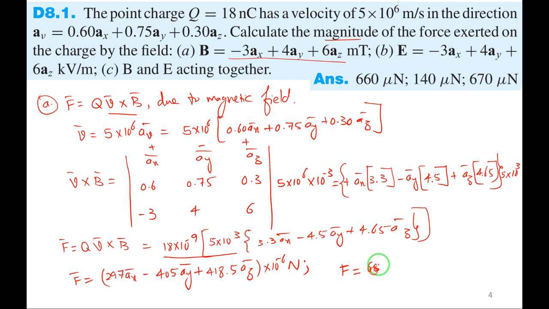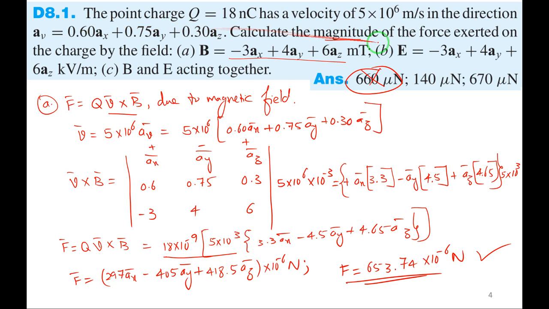So 653.74 into 10 power minus 6 newtons. But the 660 they have given is wrong. This is correct: 653.74 micronewtons. Micro means 10 power minus 6, right? So we will go with part B. I hope if any doubts are there, please unmute yourself and talk to me so that I can clarify.